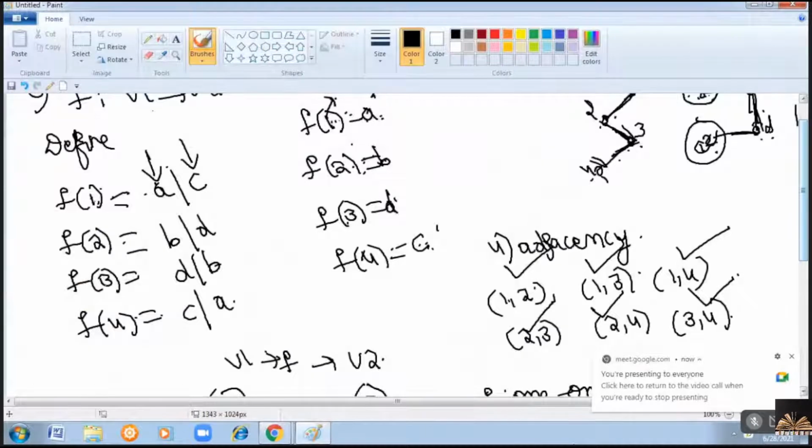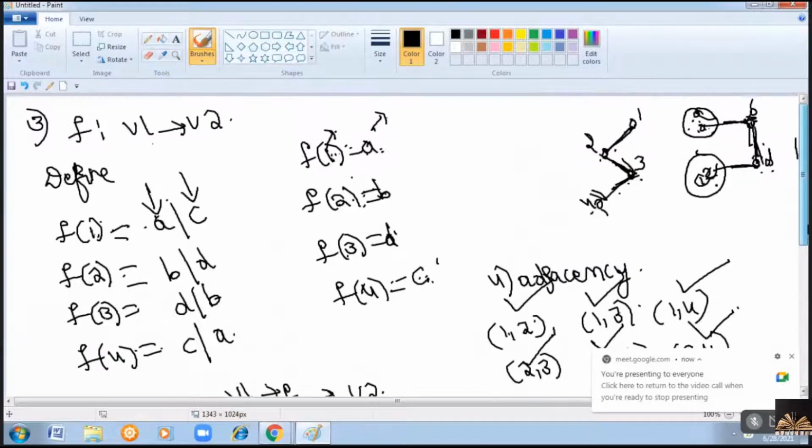So listen here, my adjacency should be preserved means once you define the function. So here how to define the function? You are defining the function f from V1 to V2. V1 means the number of vertices in the first graph, right? They are 1, 2, 3, 4. So you have to define f of 1, f of 2, 3, 4, right?